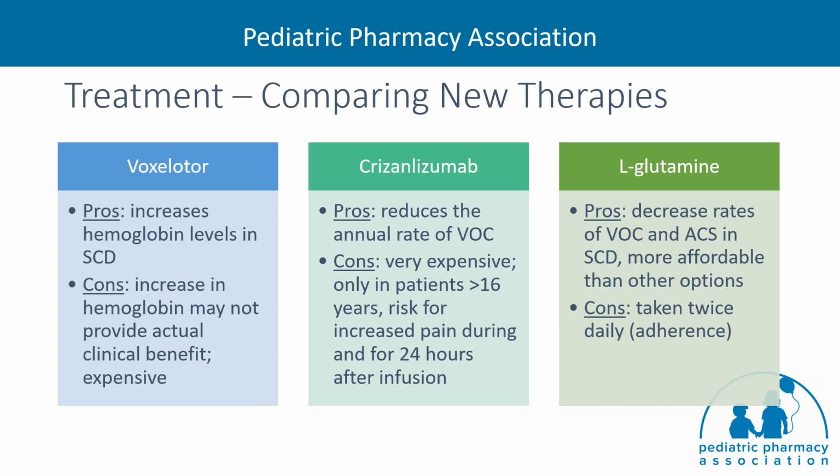And then finally, L-glutamine. So pros of this therapy include that it decreases rates of vaso-occlusive episodes as well as acute chest syndrome in sickle cell disease, and it's more affordable than the other options, though definitely still expensive. However, it is taken twice a day, and it is a chalky white powder, making adherence and compliance with it challenging.